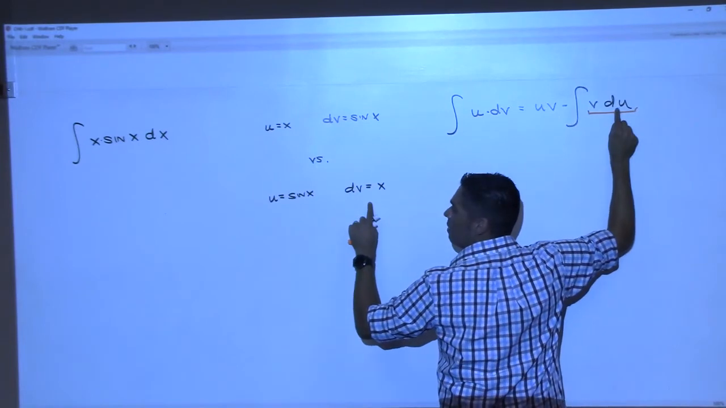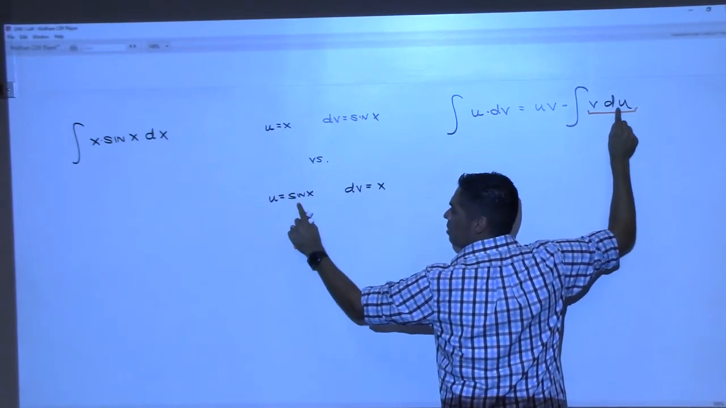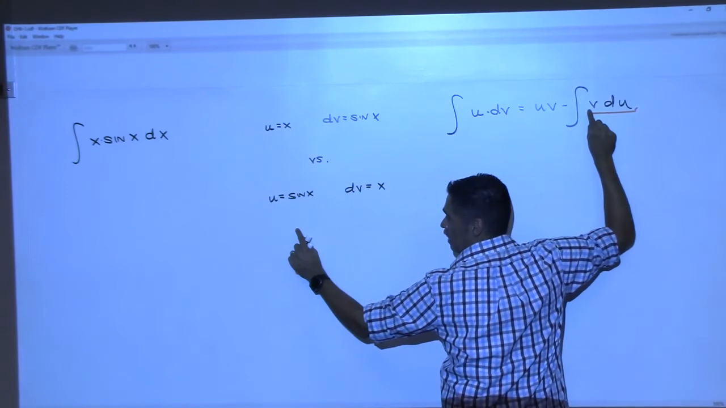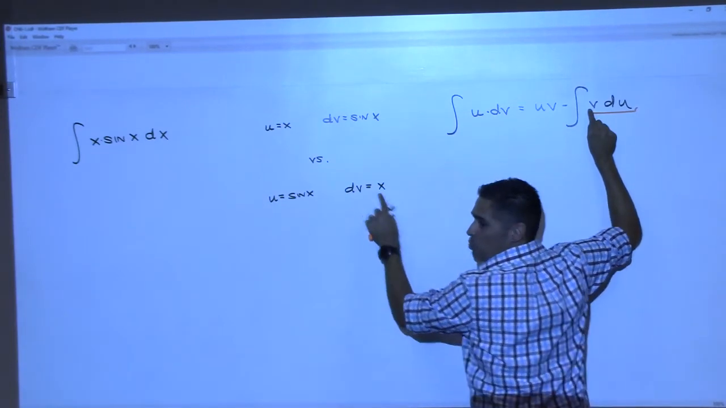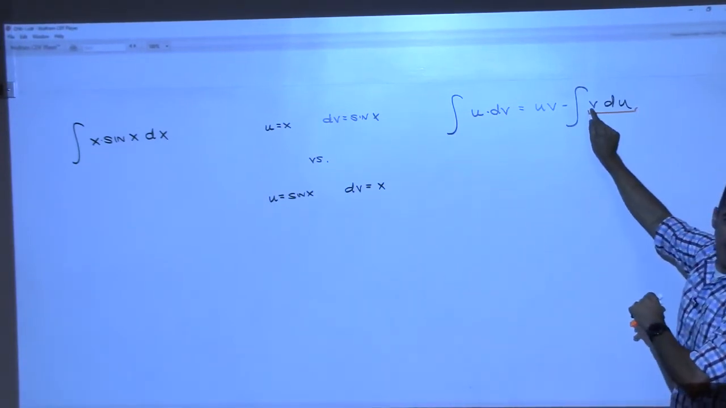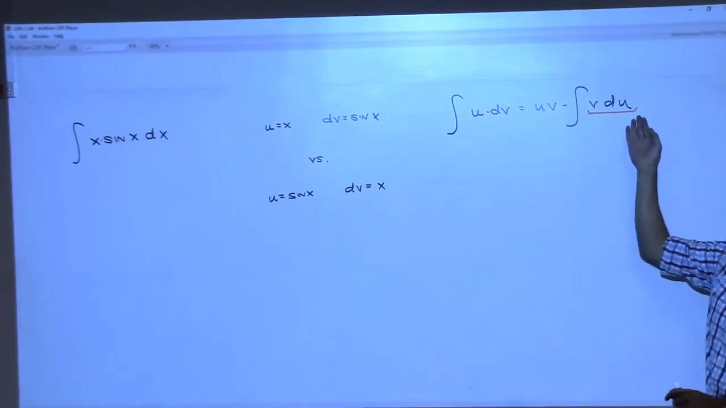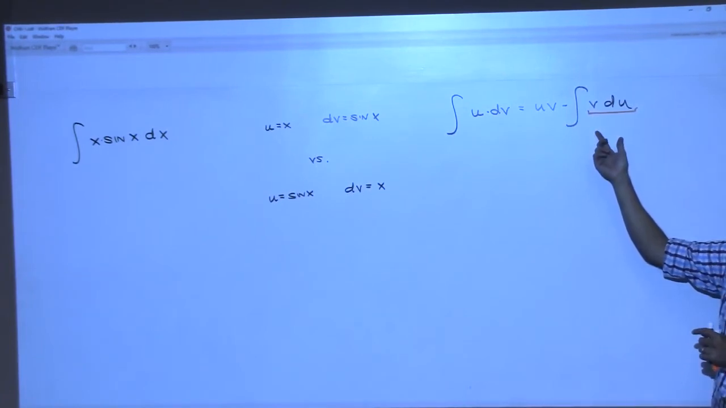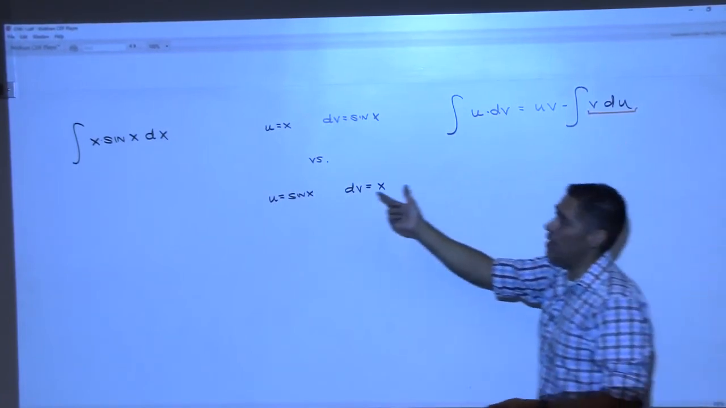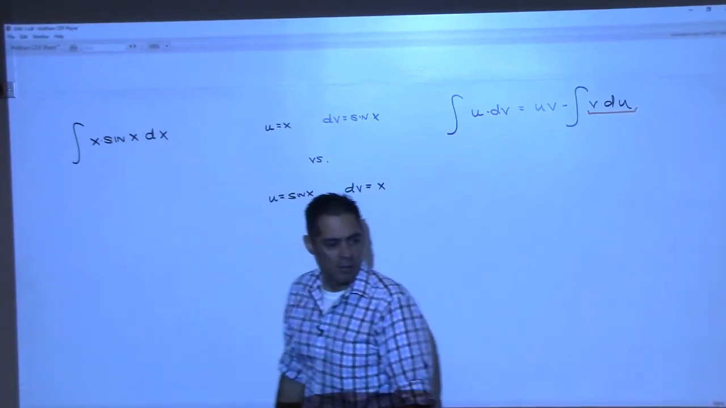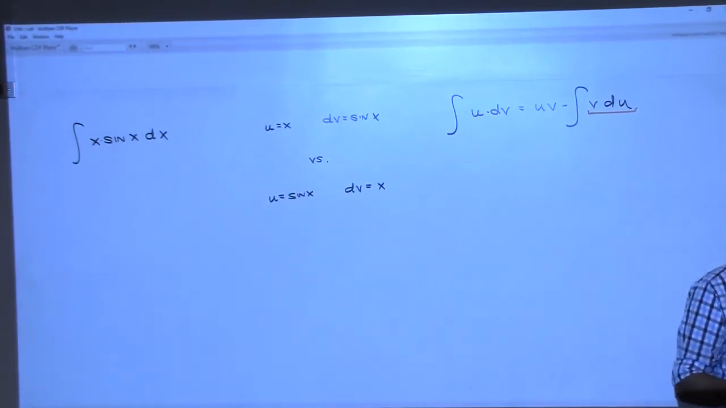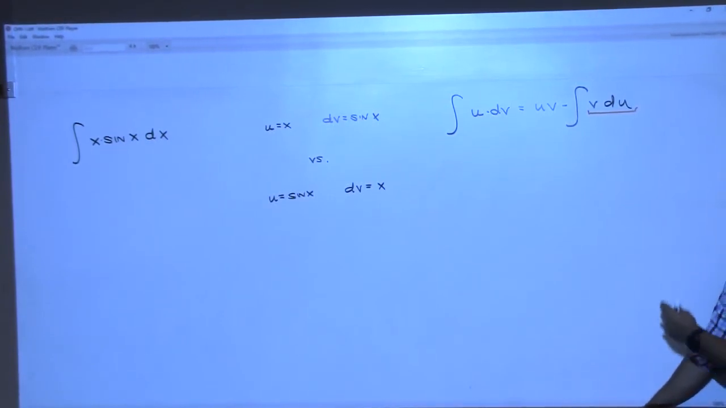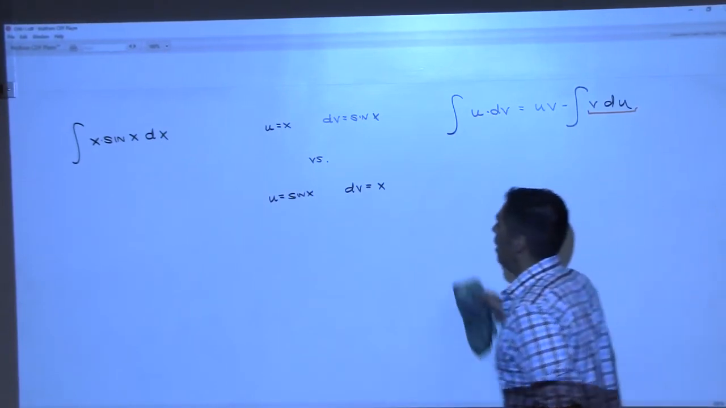But look if you did it the other way. What would du be? Cosine x. And what would v be? The antiderivative of x, which is 1/2 x squared. So you'd have 1/2 x squared times cosine x. Do you really want to integrate that when you couldn't even integrate x sine x? No. So there is a right and a wrong when it comes to what you pick, and you have to think about what the derivative is going to be. Make sense?